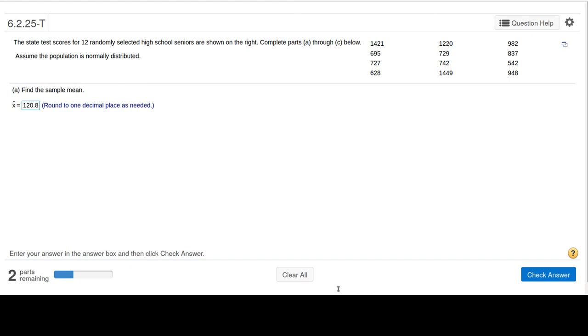All right, so we want to look at this problem, which looks at 12 randomly selected high school seniors and their state test scores, which look like they're on a schedule similar to the SAT. So we have these 12 scores here, and we want to get statistics on them.